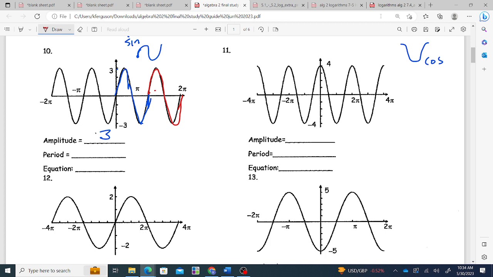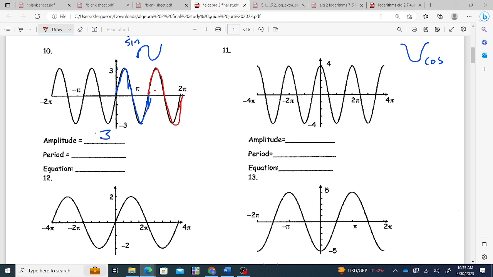2 pi is how the graph is usually a period, one solid cycle. But this one got scrunched up. It's got one cycle from 0 to pi, and then another cycle from pi to 2 pi. So that tells me that my period is pi. If I said the frequency was 2, 2 pi divided by 2 would be pi. But we're looking at the picture, not the equation.